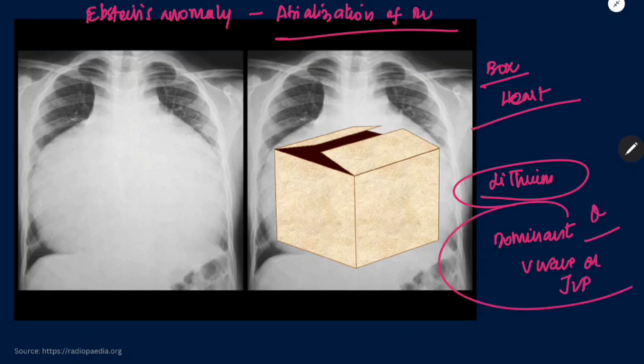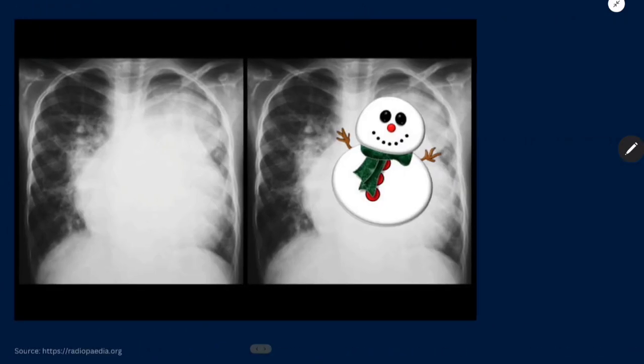This is an important question which can be asked. Okay, next one is going to be this snowman heart or figure of 8 shaped heart, snowman sign, snowman appearance or figure of 8 appearance. This is seen in a condition called TAPVC. What is TAPVC? Total anomalous pulmonary venous communication or connection.